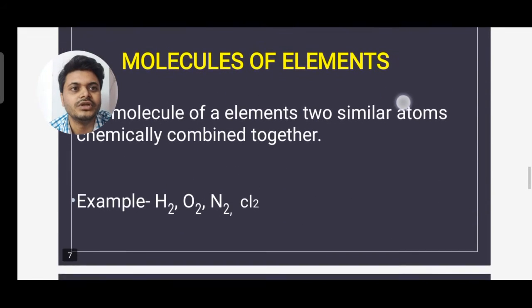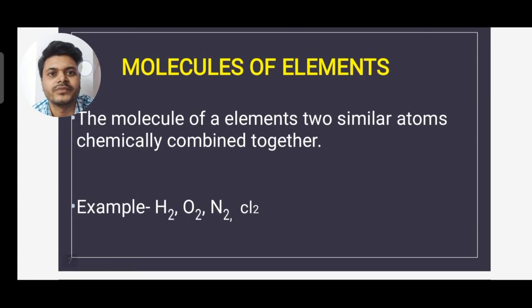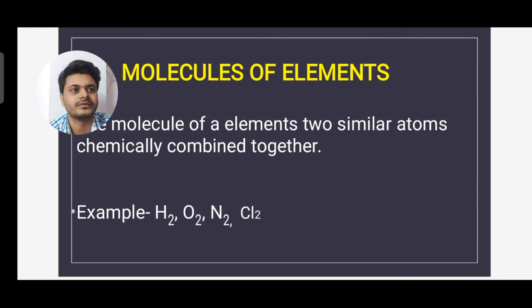Now molecules of an element. In the molecules of an element, two similar atoms chemically combine together. Examples are hydrogen H2, oxygen O2, nitrogen N2, and chlorine Cl2, so capital C, small l and 2, and these 2s are in suffix.